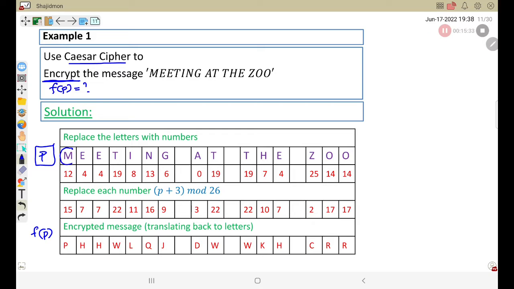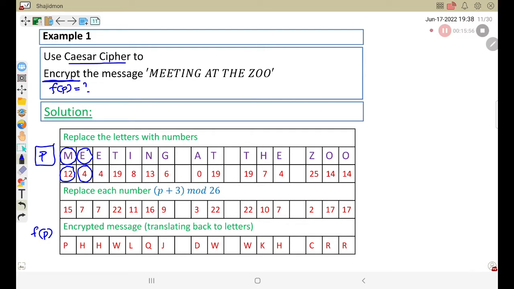For example, M means what number? 12. E means what number? 4. I'm just telling one or two numbers; the later numbers you can discuss and prepare accordingly. For example, M means the number is 12, E means the number is 4. So replacing the letters with the numbers is the first part we are doing.